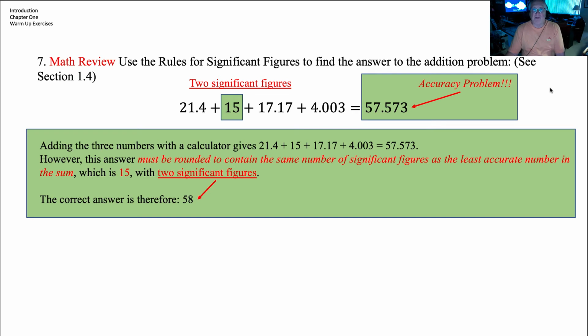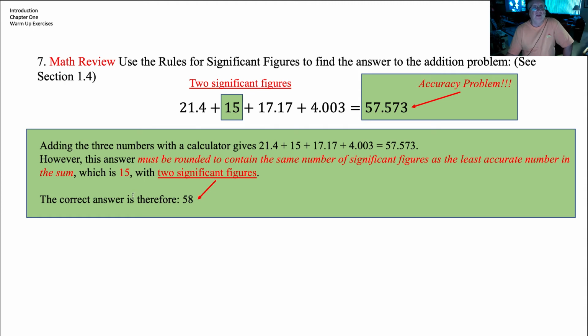The next step is you, with your mind, have to take a look at this and say, okay, do I have accuracy problems? Do I have significant figures to deal with because of those accuracy problems? And yes, you do. Because if we look at all of the terms that were added together, 15 is the least accurate. It is only two significant figures. So your answer cannot be any more accurate than two significant figures because of the 15. So 57.573 is an inaccurate answer.